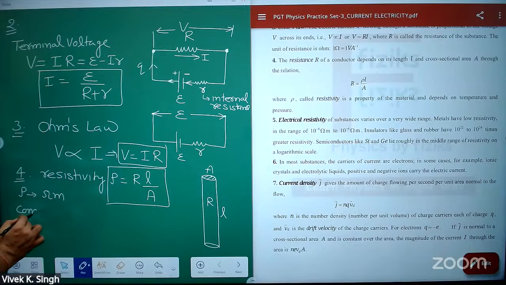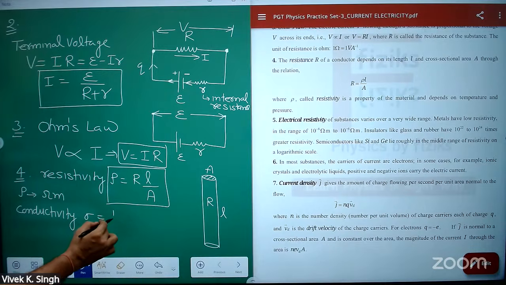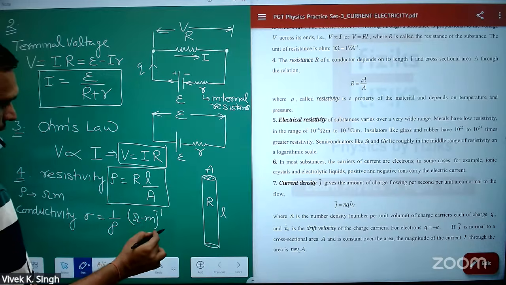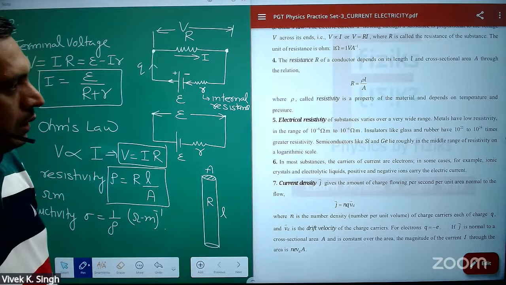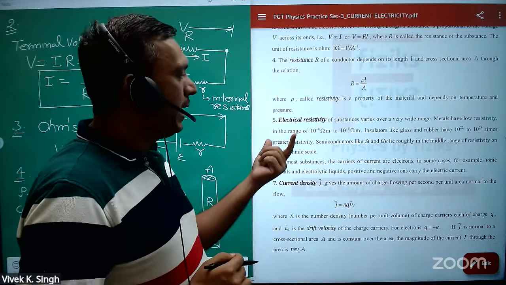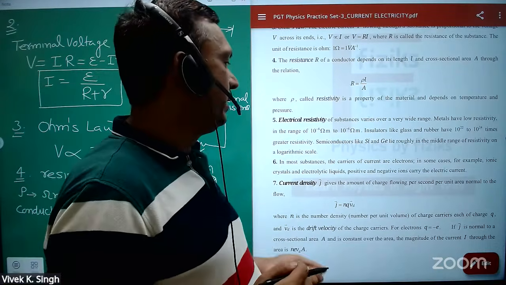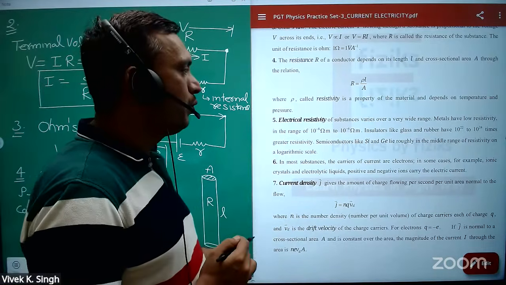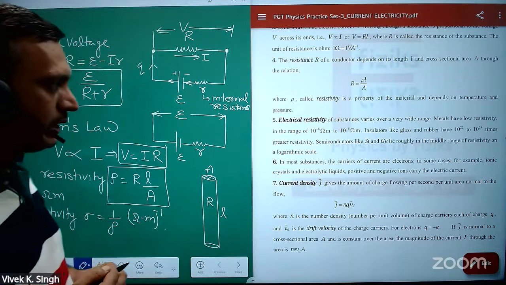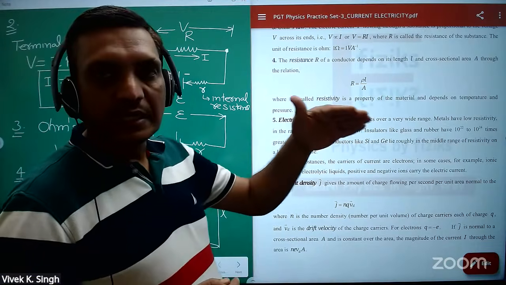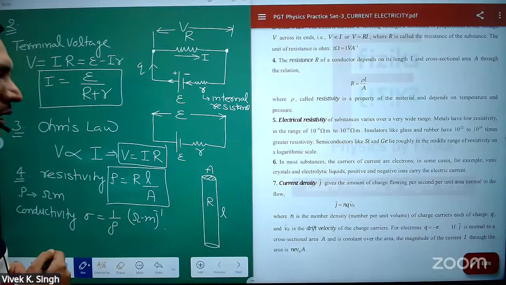And conductivity sigma is 1 by rho. And this unit is ohm meter inverse. So metals have very low resistivity, of the order of 10 to the power minus 8 ohm meter to 10 to the power minus 6 ohm meter. Insulators have very high resistivity, 10 to the power 22 to 10 to the power 24 times greater than the resistivity of metals. And we have semiconductor materials also, whose resistivity lies between conductors and insulators. Clear?